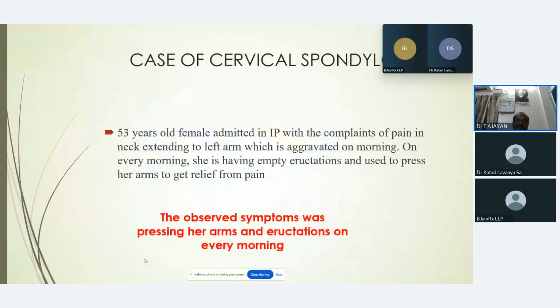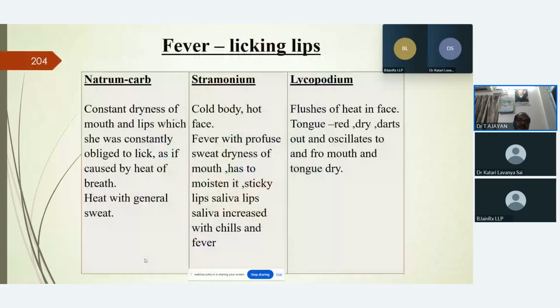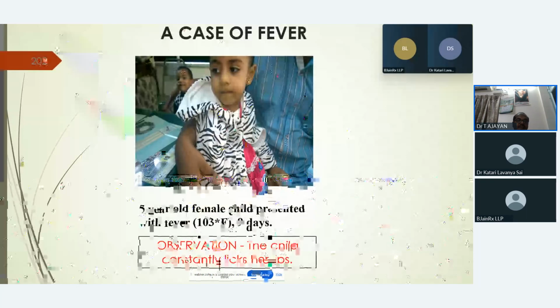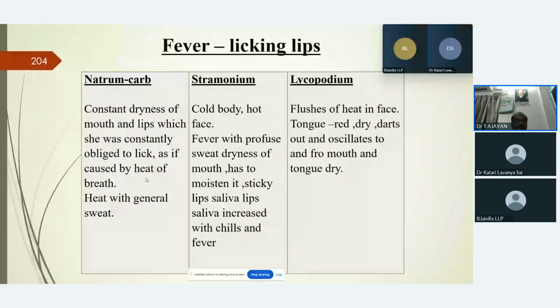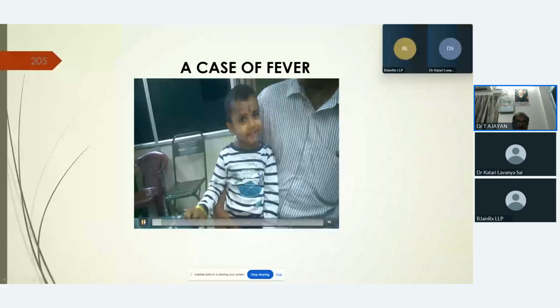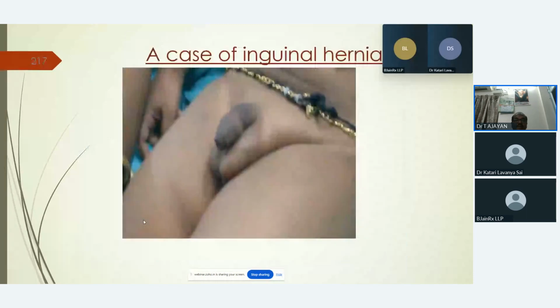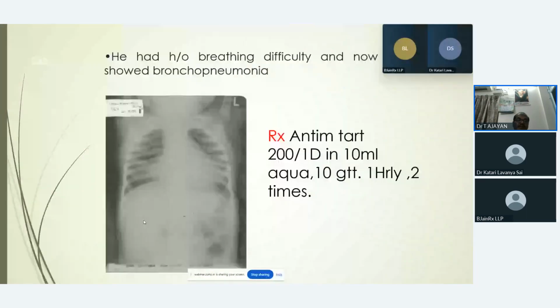Then another case of cervical spondylosis. Look here, another case: a 5 years old female child presented with fever of 103. Rubric wise we selected Pulsatilla 200. Remember 3 drugs: Natrum carb, Stramonium and Lycopodium. Perfectly okay. Then so many cases in my hand, but the time is over. There is a case of an inguinal hernia. I will show you another case. Here it's Antimonium tartaricum.